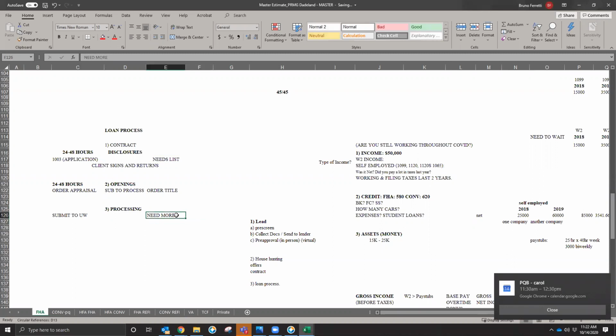If we need more documentation, obviously we're going to reach out to the client, wait for them to get it back to us. At this point, we're losing days, right? Hey, client, you never gave me those child support documents. I need you to hurry up. And we're just burning through days sitting in processing. Otherwise, if everything was good and the client was good and he gave us everything in time, she'll be able to submit to underwriting.